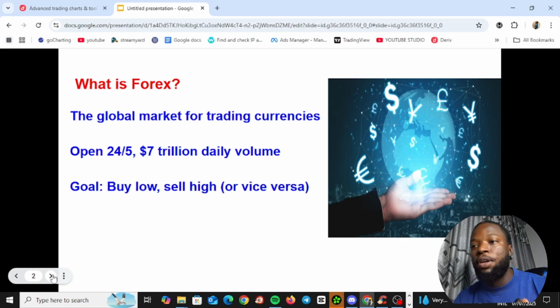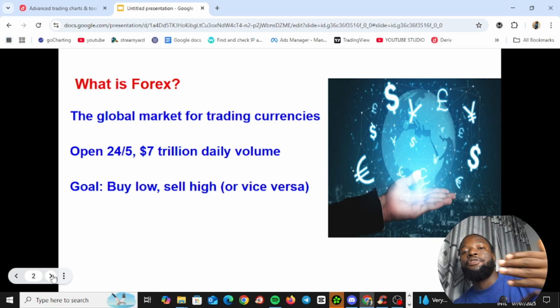So at the end of it, you are making profit, and the market is open 24/7. Sorry, it's open from Monday to Friday, which is 24/5. Okay, Monday to Friday every week. So weekends are the time that the banks are closed, because foreign exchange deals majorly with the banks. And it runs at 7 trillion daily volume, which simply means 7 trillion is the amount of money that is being transacted in the forex market every single day for the 5 days, which is Monday to Friday.